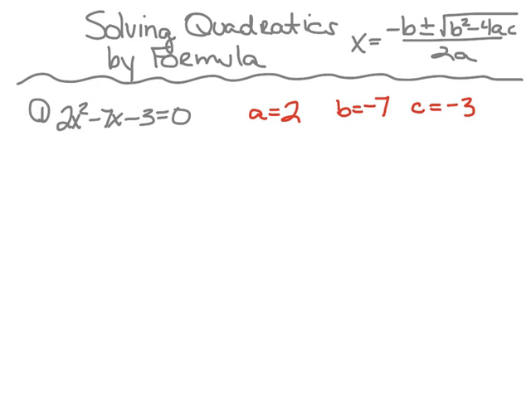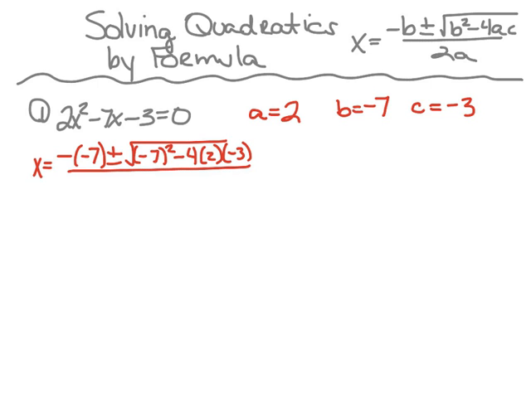Alright, now that I know the values, we're going to plug those numbers into the formula. So we have x equals negative b, so here's the negative b, plus and minus the square root of b squared minus 4, here's my a, here's my c, all of that divided by 2 times a. A is 2.